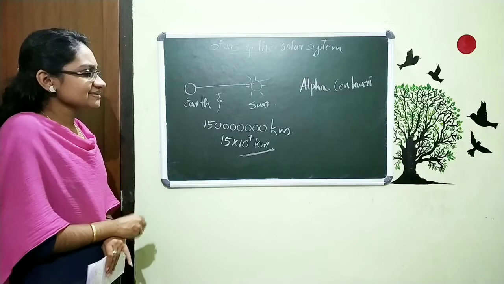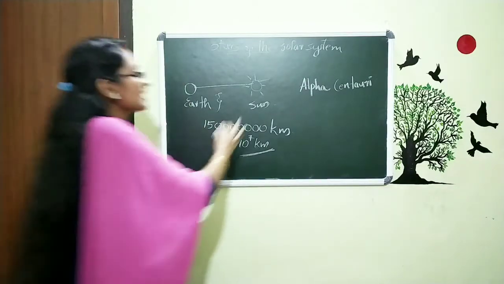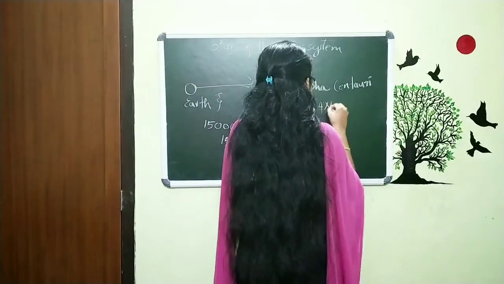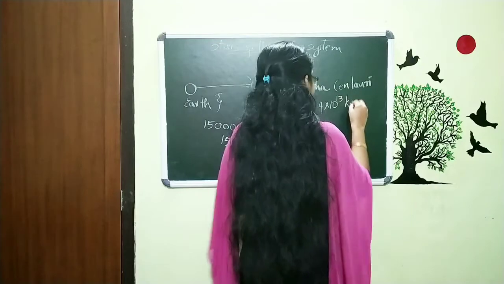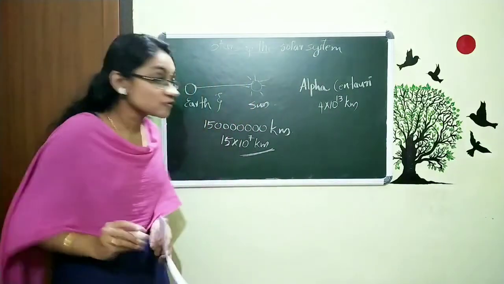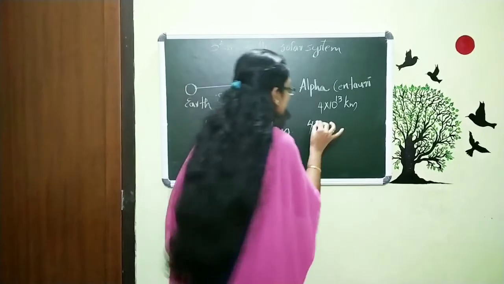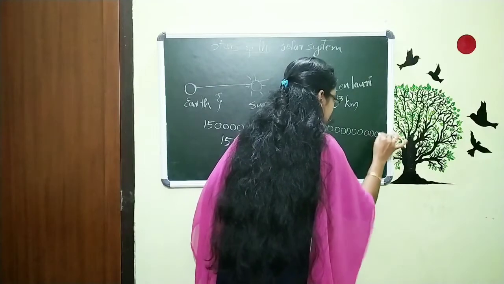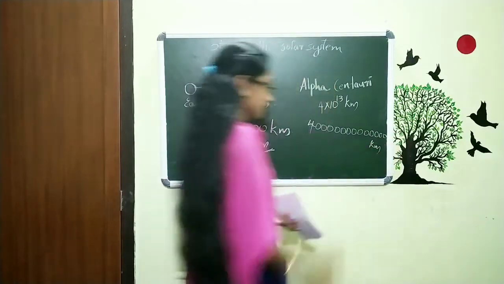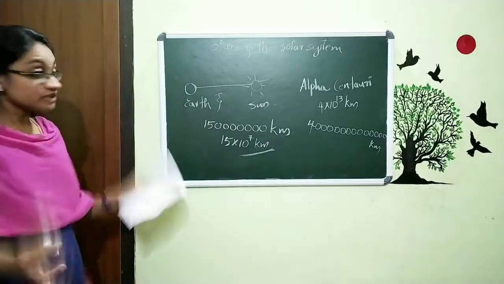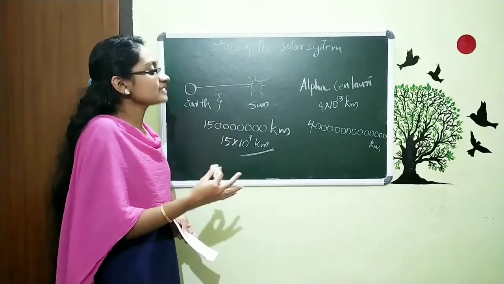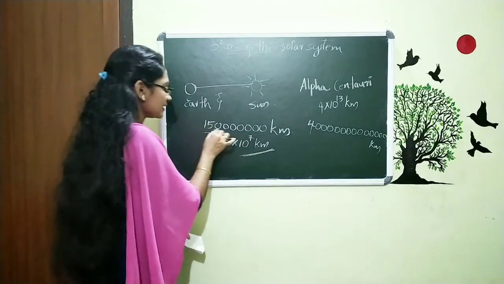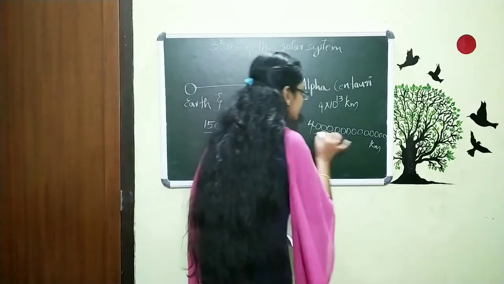And do you know what is the distance between this Earth and Alpha Centauri? The distance is 4 into 10 raised to 13 kilometer far from Earth. That means for this 4 it has 13 zeros. This much kilometer. That is a huge value and the other stars are farther than this length. And this is a very lengthy value.